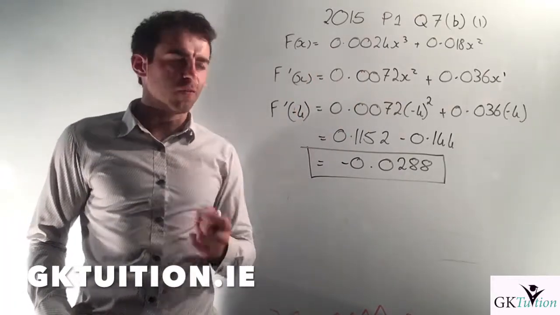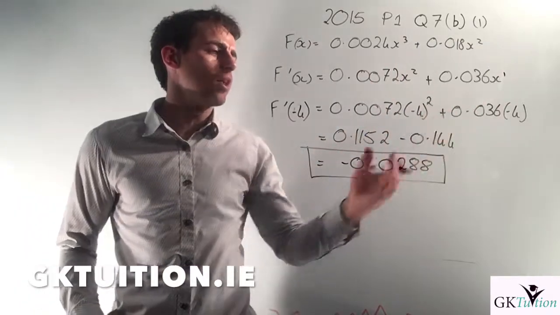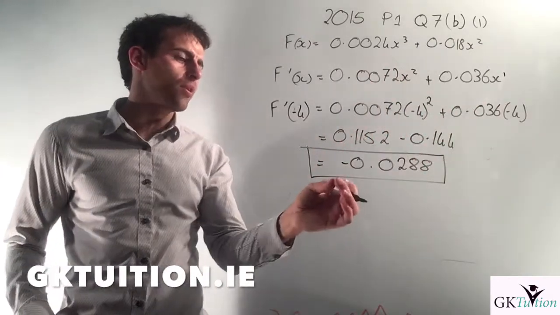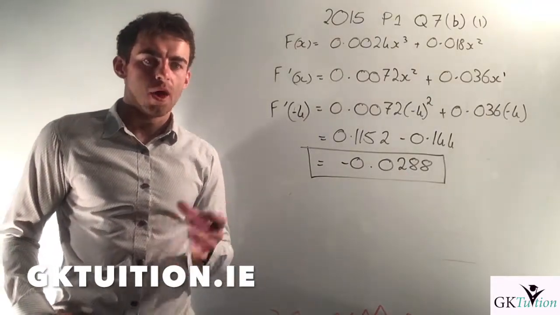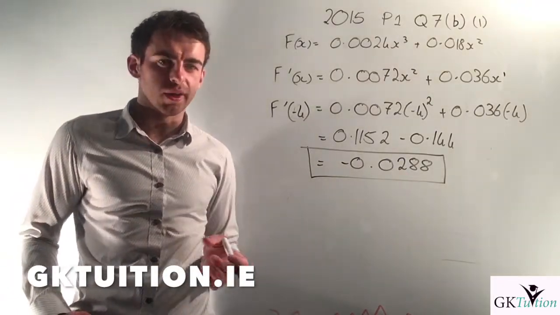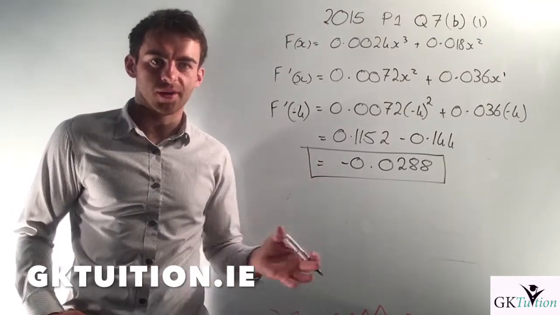And I was asked to get the first derivative when x equals minus 4. So that just means I'm subbing in minus 4 instead of my x. I work it out, and my final answer is minus 0.0288. So the first few parts of this question were quite nice, and now we're going to move into the more theory-heavy part of the question.